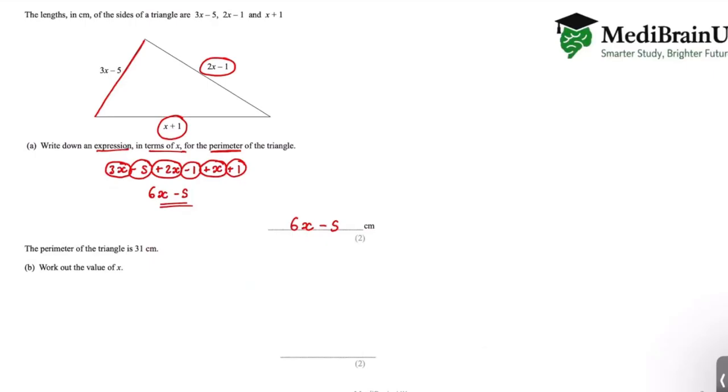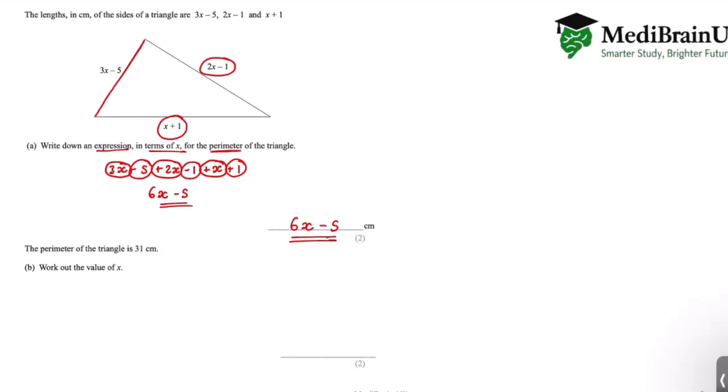Then it says that the perimeter of the triangle is 31 centimeters. Work out the value of x. Okay, so in this case, we know that an expression for the perimeter of the triangle is given by 6x minus 5. That's what we've worked out in the first part of the question. But we also know that the perimeter of the triangle is 31 centimeters.